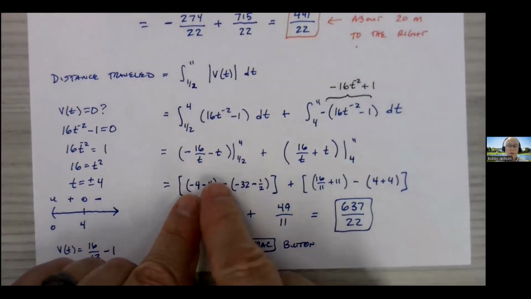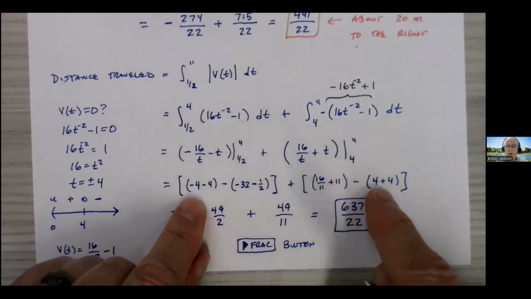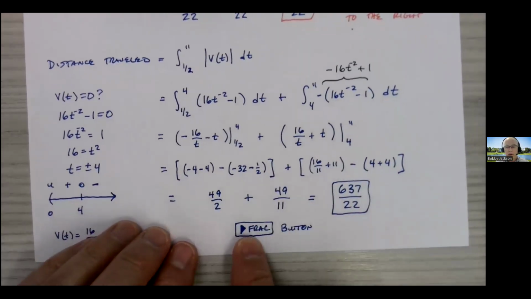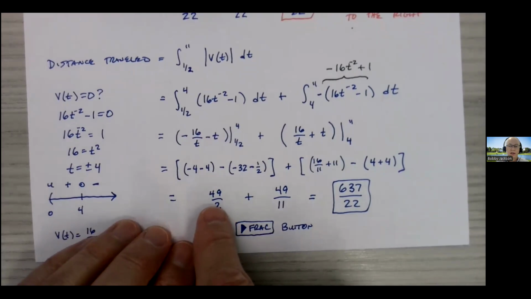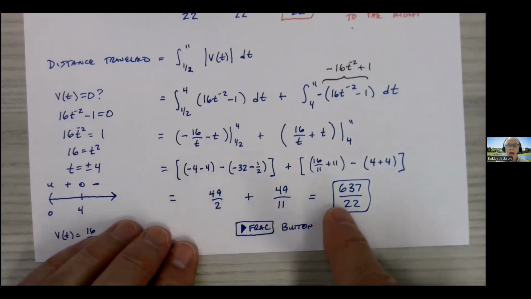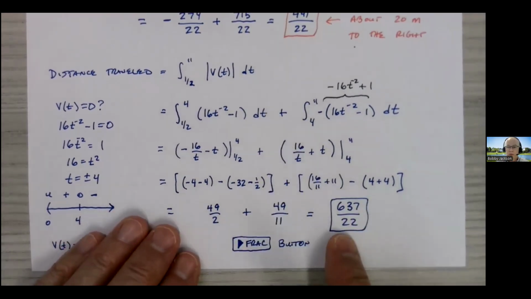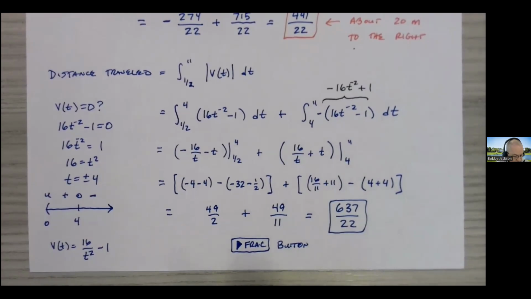evaluate this: plug in 4, plug in 1/2, plug in 11, plug in 4, and a lot of stuff going on here. I actually use this nice little button on the calculator, the convert to fractions button, in order to get the exact fractions here and add those together, but very similar to what we did above. So notice the total distance traveled is 637 divided by 22. Let me just see what that is. 637 divided by 22 is about 28.9, almost 29 meters.